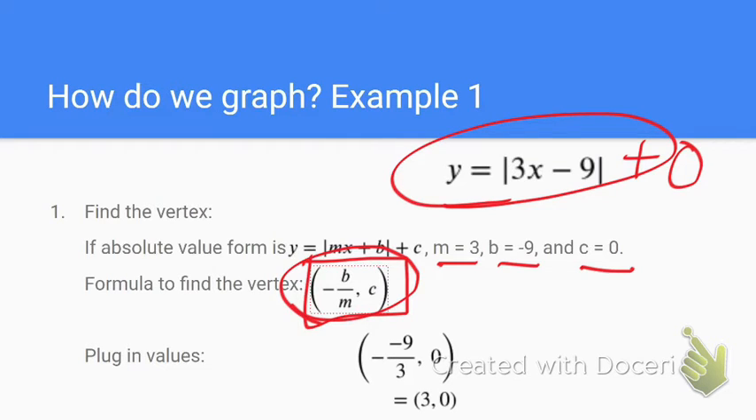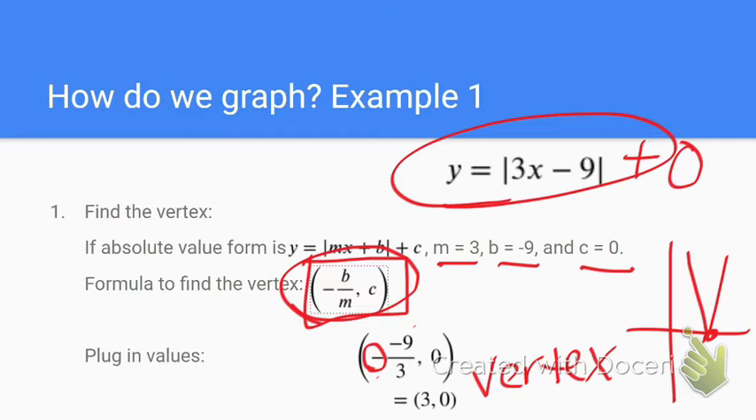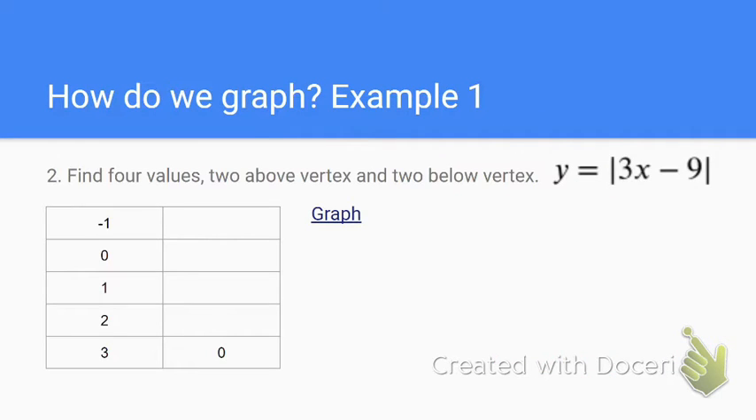I'm going to have negative 9 all over 3, and I'm going to take the opposite of that. What's negative 9 divided by 3? Negative 3. And then I take the opposite of that, so it becomes positive 3 down here. C is 0, so I don't have to do anything with that. This is my vertex. This is the point on the graph for the V, the point at the bottom of the V. I already put my vertex in. I put that in my table.